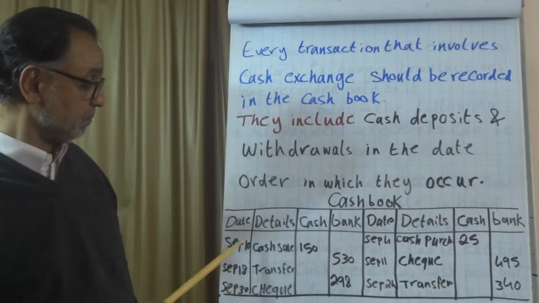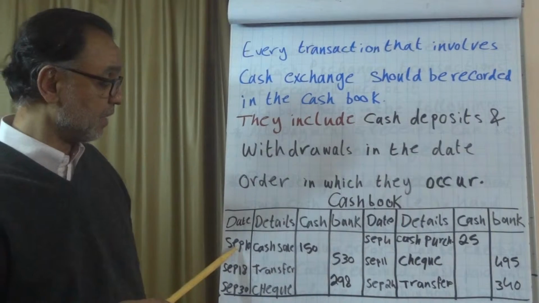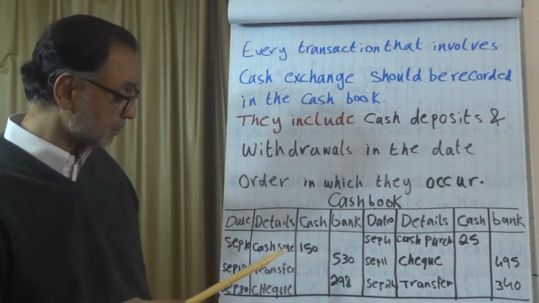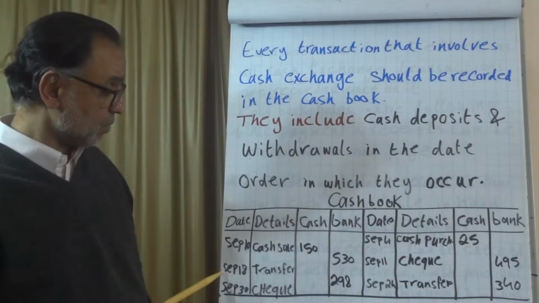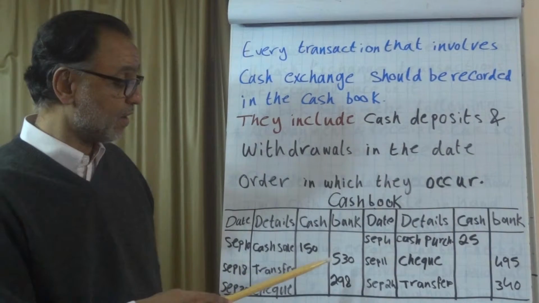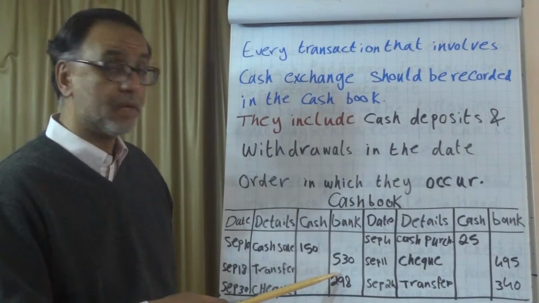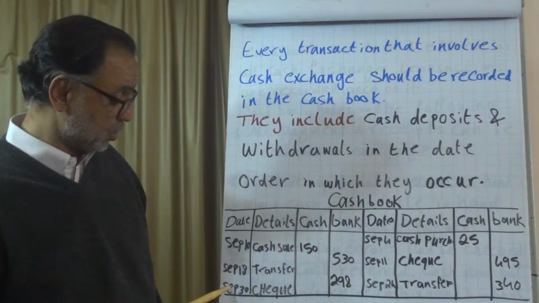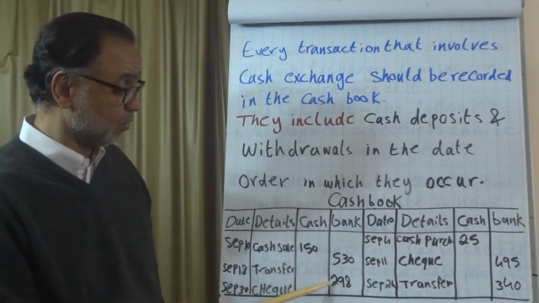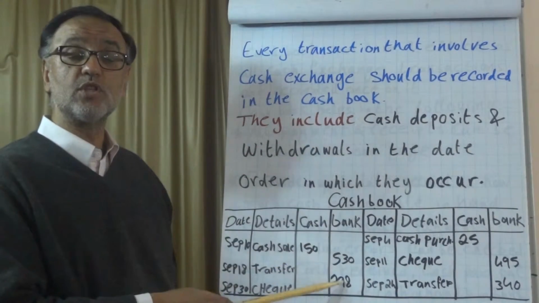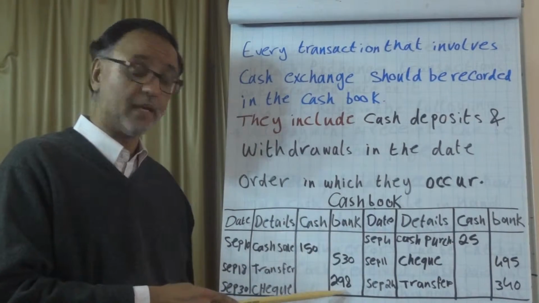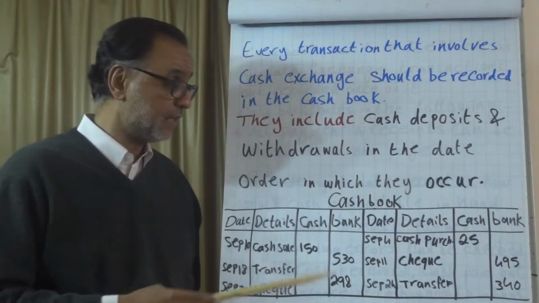We start with a cash sale on September 10th. We received $150. On September 8th, we had a transfer of $530. It's from the bank to the bank, and we received a check on September 30th of $298, and of course the check will be in the bank. So transfer and check are in the bank, and cash is under cash in hand.